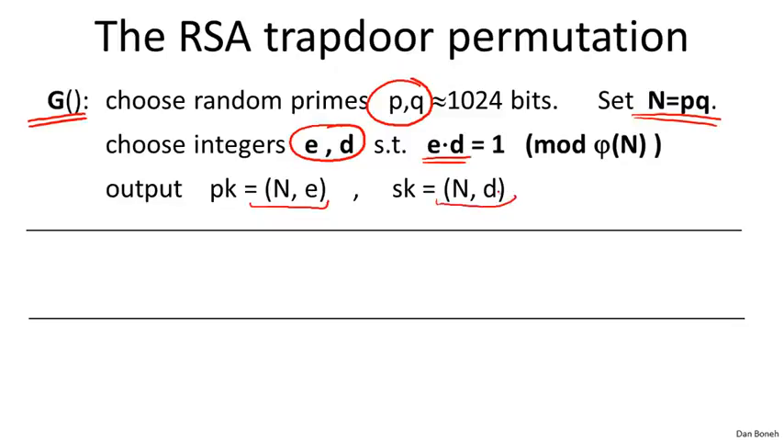n comma d. I should mention that the number e is sometimes called the encryption exponent, and the number d is sometimes called the decryption exponent. And you'll see why I keep referring to these as exponents in just a second.